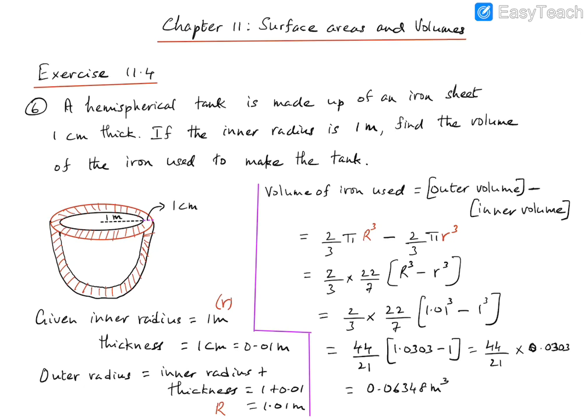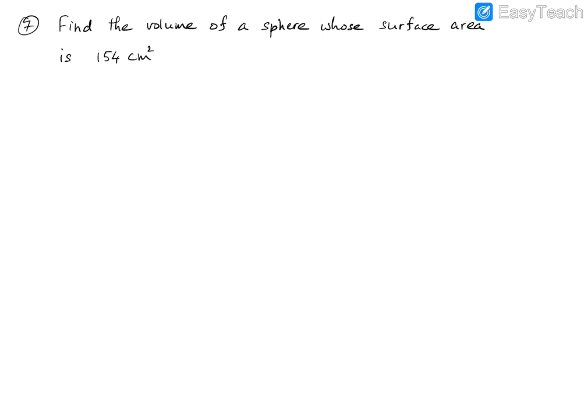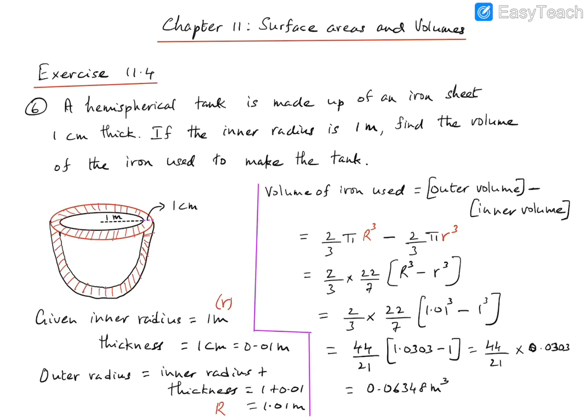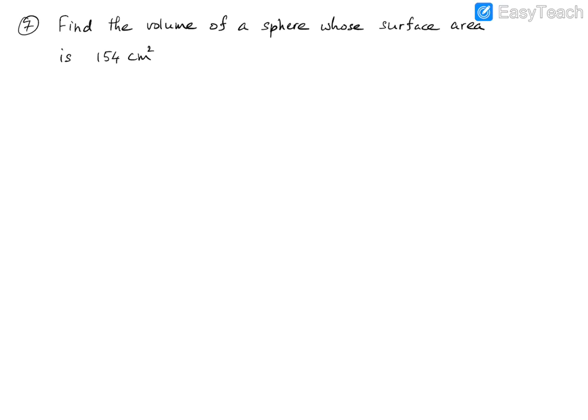So now let's move on to the next question, question number 7 from this exercise 11.4. Here we are given the surface area of a sphere as 154 centimeters square, and we are asked to find the volume of the sphere. What is given to us is the surface area. Let's write that down. Surface area equals 154 centimeters square.